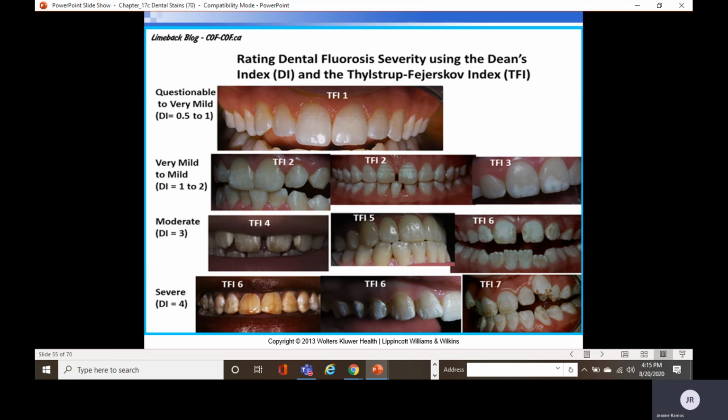But just for your information, stage 1 would be questionable to very mild fluorosis. Then the next one, very mild to mild. You can see those would be examples. A moderate case, you can see that TFI 5, you can see the pits in those central incisors. Severe, and then you see that lower. TFI 6, it even looks pitted throughout that enamel. It looks like some of the enamel didn't even form on there.